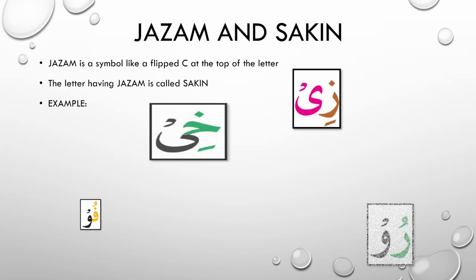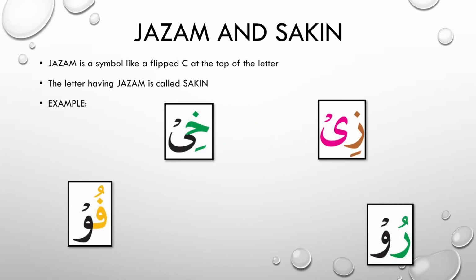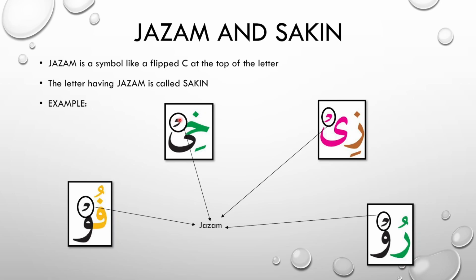So now let's talk about Jazm and Sakin. Jazm, the symbol is like a flipped C, and it is always at the top of the letter. So we call this Jazm. Jazm basically means that you are going to combine this letter with the preceding letter. For example, in this case, you're going to combine Za with Ya. So it would become Z, because Za has a Zair. So Z, Khi, Ru, Fu. So this is what Jazm does. It is used to combine the two letters, and the letter that has Jazm is called Sakin.